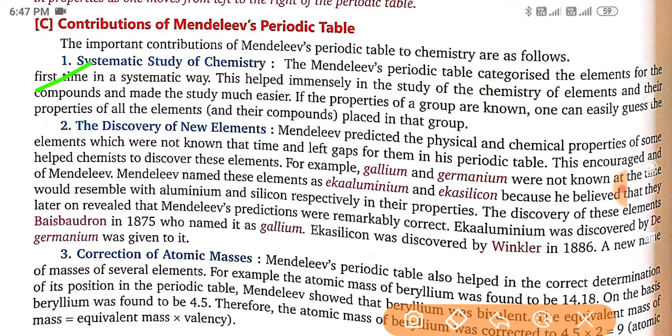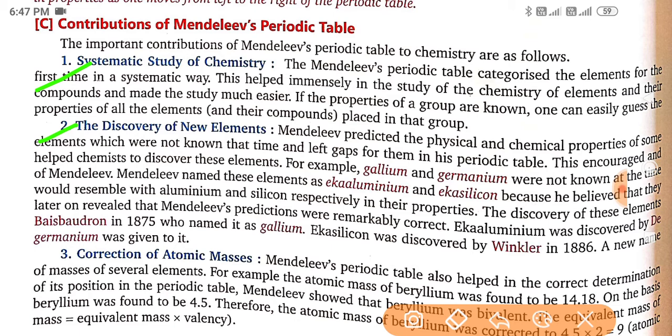If the properties of a group are known, one can easily guess the properties of all the elements and their compounds placed in that group. And the discovery of new elements. Mendeleev predicted the physical and chemical properties of some elements which were not known at that time and left gaps for them in his periodic table. This encouraged and helped chemists to discover these elements.